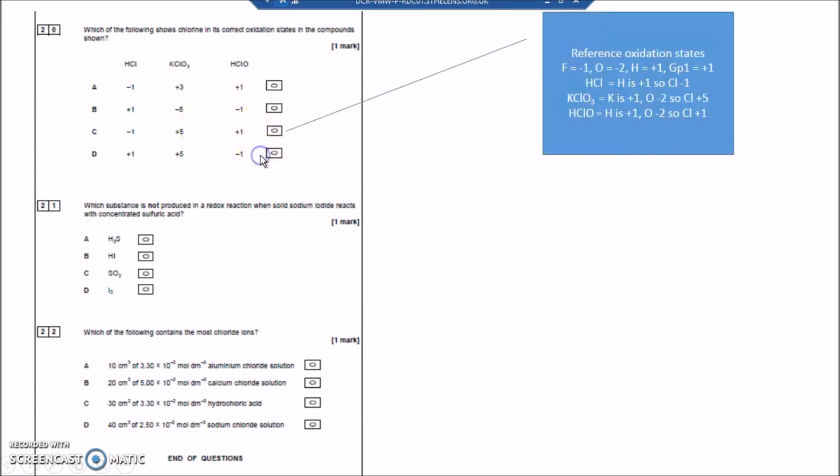Let's just check the last one. Plus 1 for the hydrogen, minus 2 for the oxygen, plus 1 minus 2 is plus 1 for the Cl to leave no charge left over. So we're going with C. So C is the definite answer.